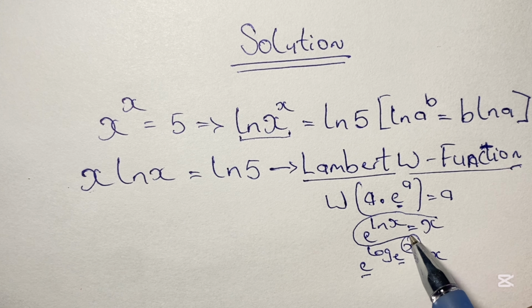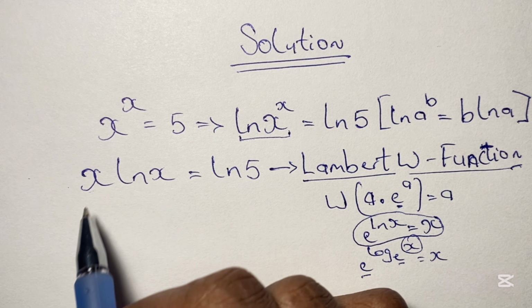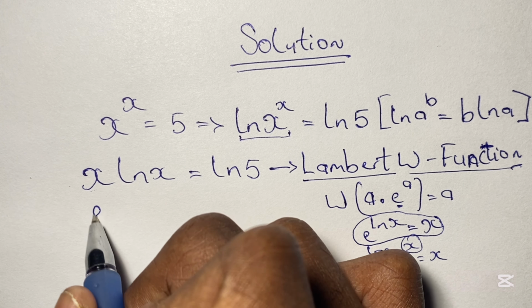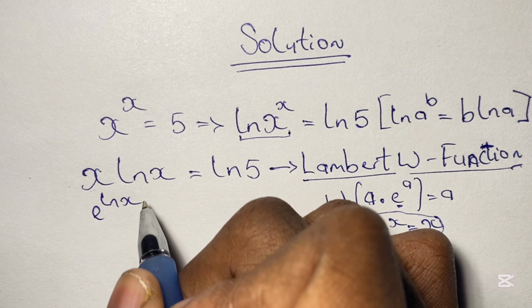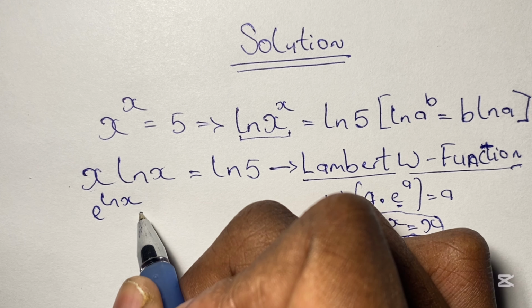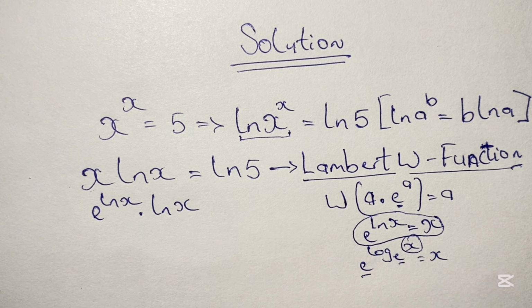So this is what we're going to do. We're going to write x in terms of e into our equation. So then from here we say e to the power of ln x times ln x is equal to ln 5.